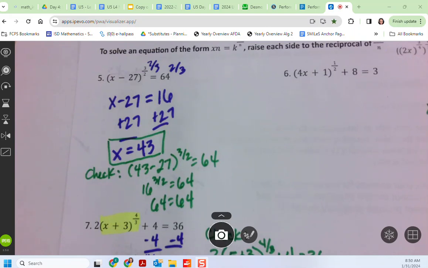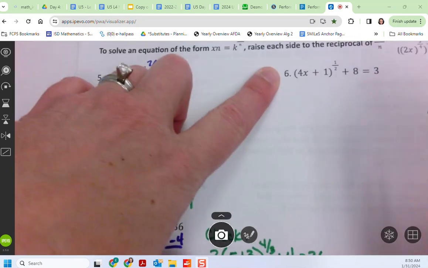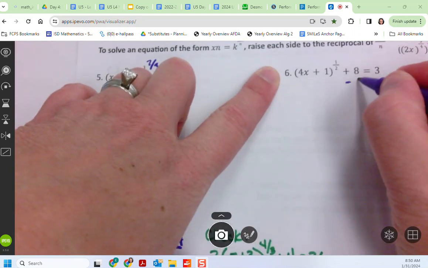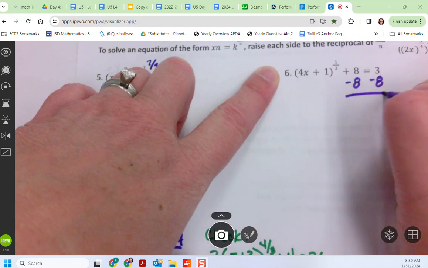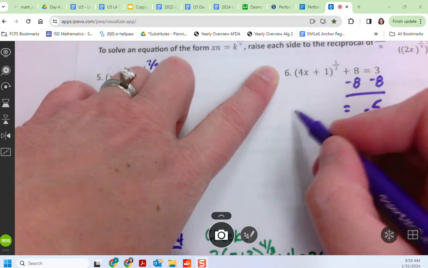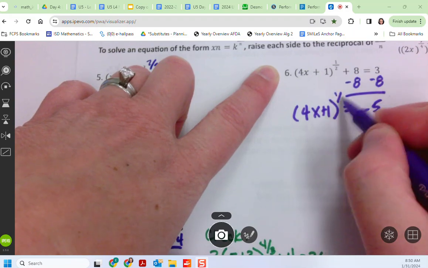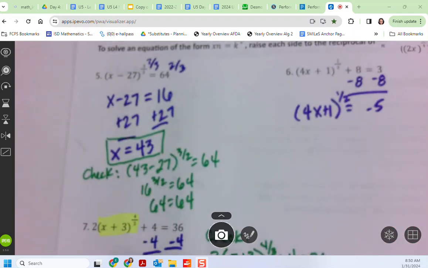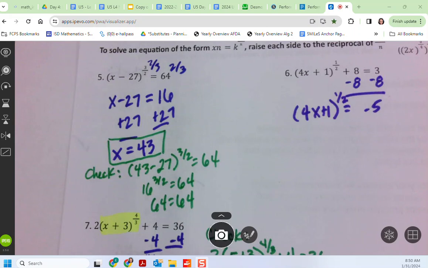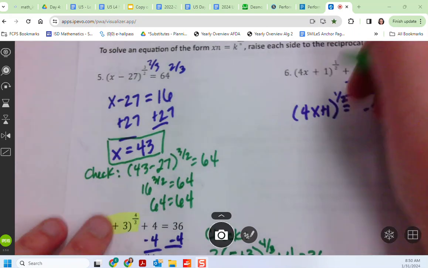All right, 6, you had to get rid of your 8 first, so you subtract it, and you get negative 5. And then on this side, I have 4x plus 1 to the 1/2. What's the reciprocal of 1/2? 2/1 is right, but how could I even simplify that? Just 2, right? So you could write 2/1, but you might just want to write to the 2.